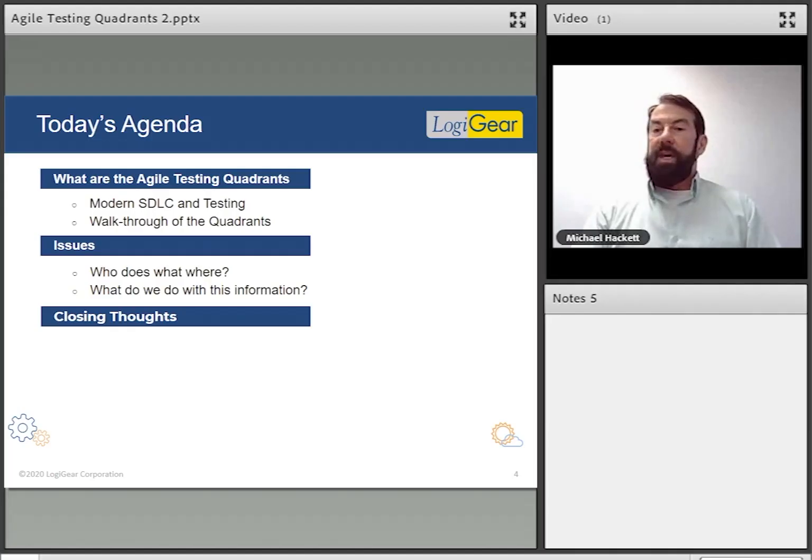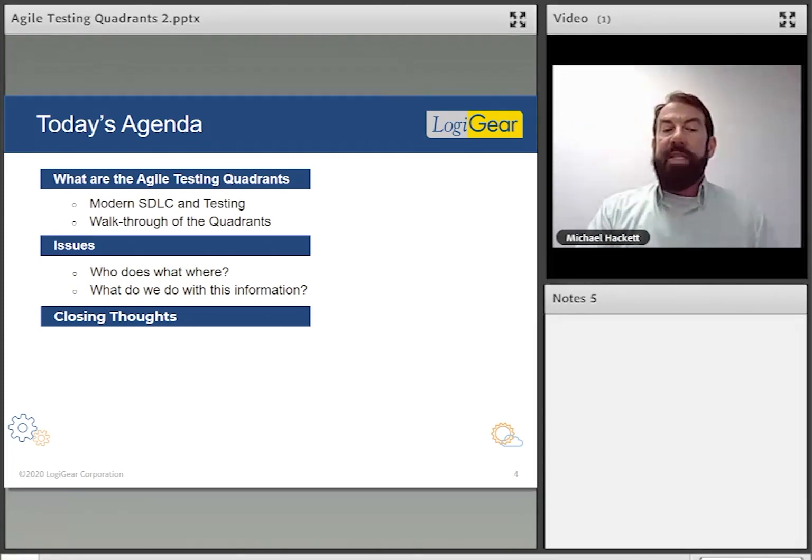Hi, everybody. Let's get started. So we're going to do 2 videos on the Agile Testing Quadrants. Part 1 is going to be just thinking about what the quadrants are, how did we get here in modern SDLC, how these are going to fit together into a testing strategy, and what do we have to deal with building a testing strategy? What are these tasks we're talking about?